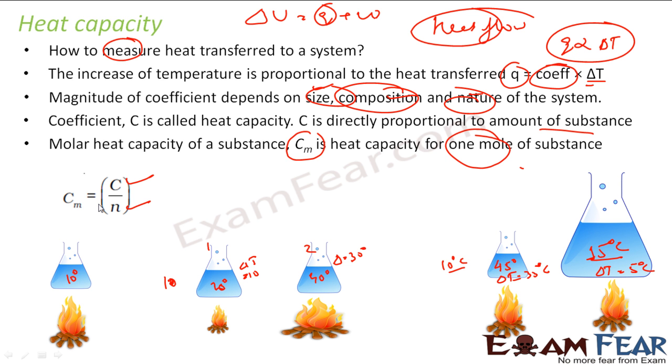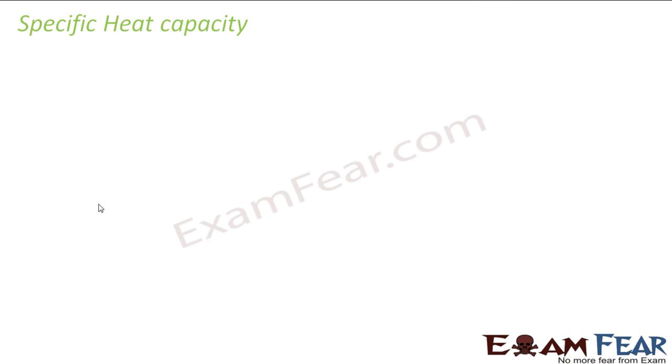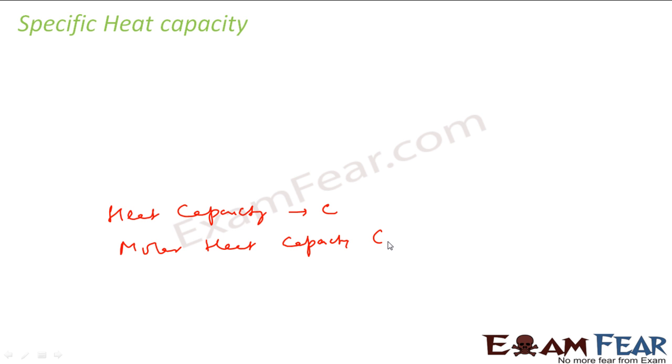So here also we have something called molar heat capacity. The value is C by n. Then we have something called specific heat capacity. So till now we have learned heat capacity, then we have learned molar heat capacity, and now we'll learn specific heat capacity.